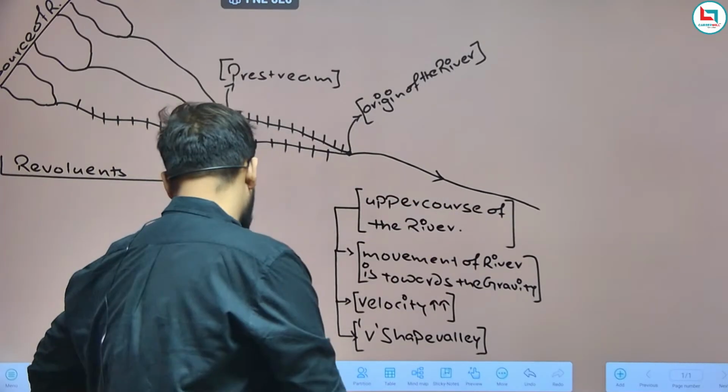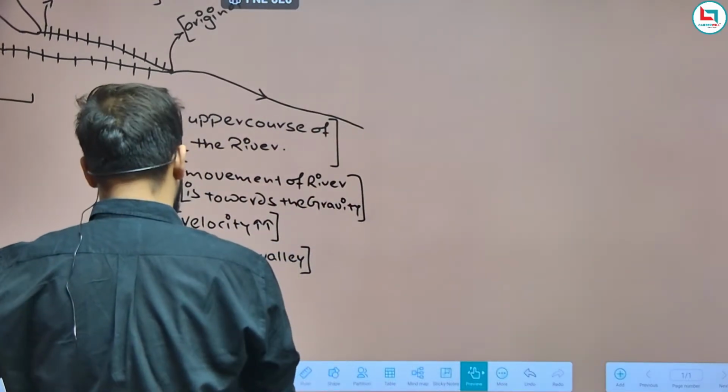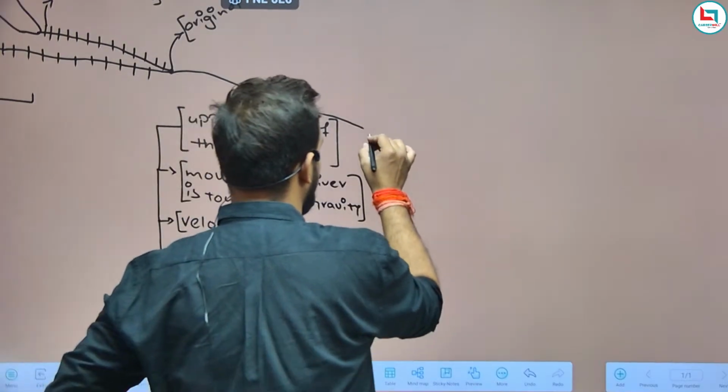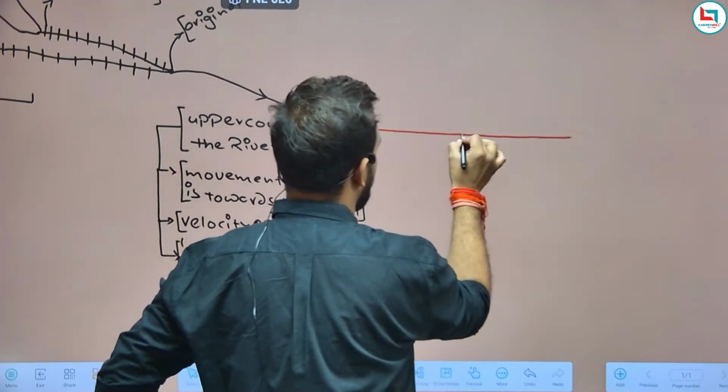Now guys, after this, river comes towards the plain. Okay, river enters in the plain. From here river enters in the plain.